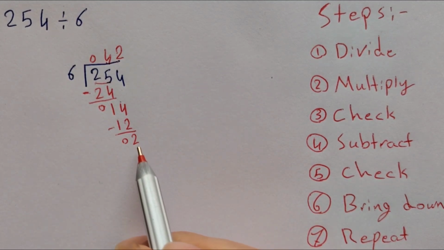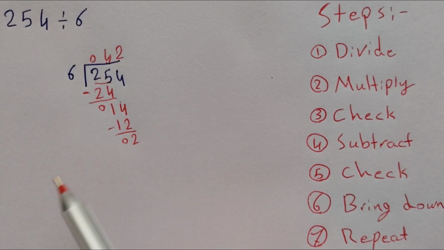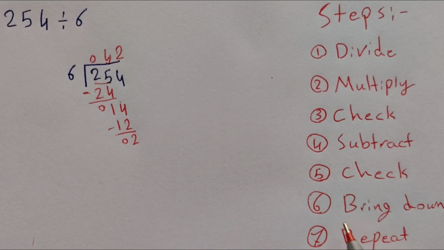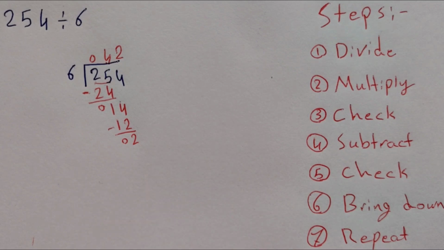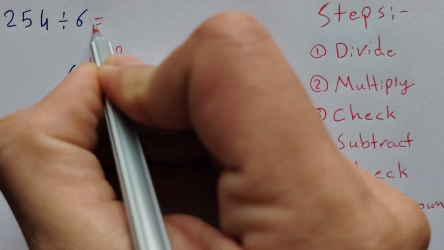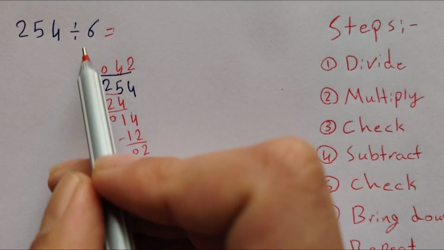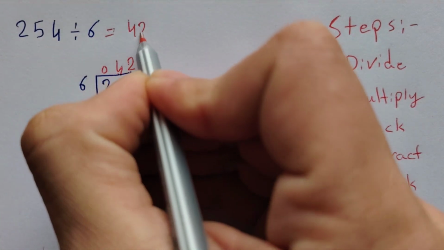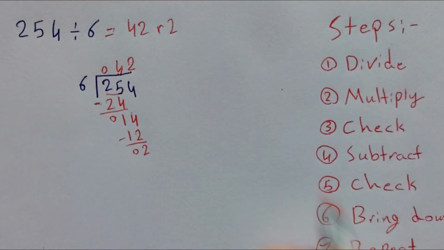Now we check again. Is the remainder less than the divisor? If yes, it means it's correct. Then I'm going to check, because the next step is bring down. Do I have anything else to bring down? No, so we will leave it like that. Now our quotient will be, we say 254 divided by 6. The quotient is that. This is the answer. So it's 42. And that one will be our remainder, which is 2.